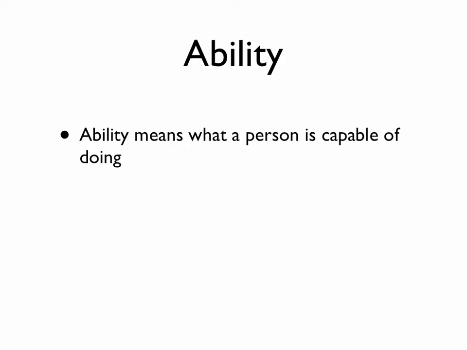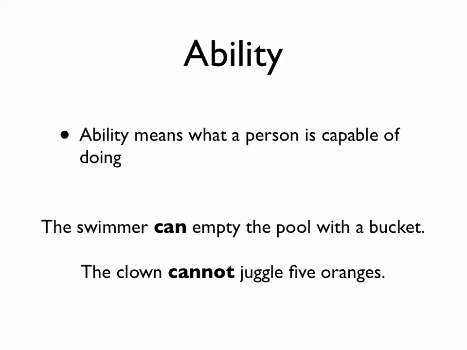Ability means what a person is capable of doing. The swimmer can empty the pool with a bucket. The clown cannot juggle 5 oranges. Okay, so these are both examples of modals that are helping us to understand ability. And you can see that I'm using can and cannot.